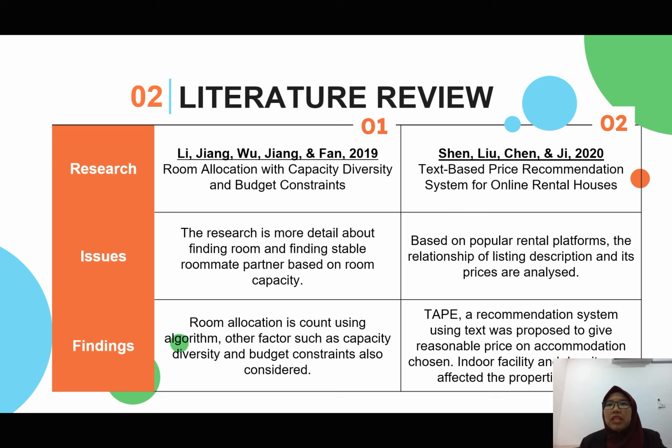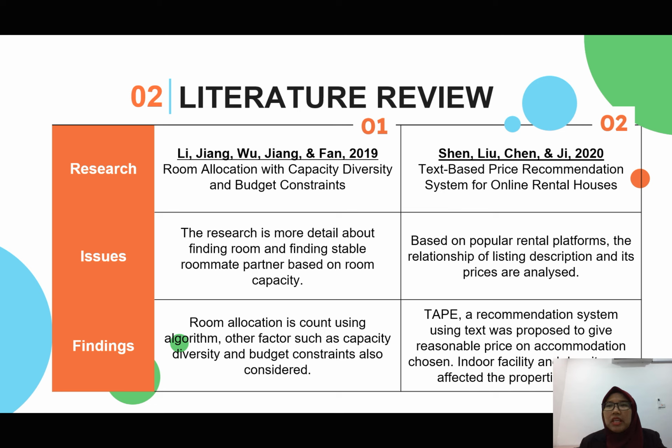First, research from Li, Jiangwu, Jiang and Fan 2019 about room allocation with capacity diversity and budget constraints. The research is more detailed about finding a room and finding a stable roommate partner based on room capacity. The findings from this research are that room allocation is counted using an algorithm. Other factors such as capacity diversity and budget constraints are also considered. However, the research did not mention the management of rental service using a system.